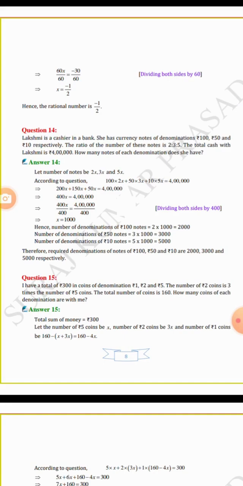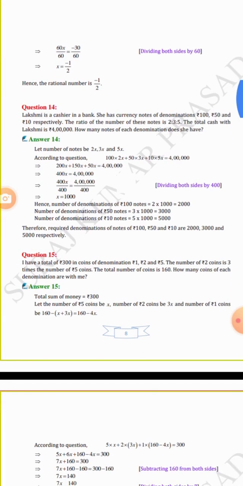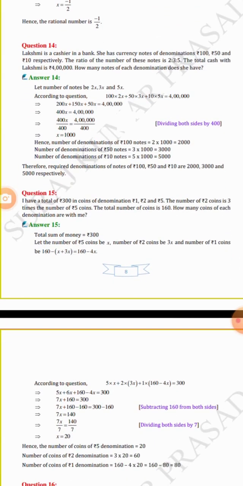Hence the number of rupees 100 notes is equal to 2 into 1000 is equal to 2000. Number of 50 rupees notes, we get 3 into 1000, 3000. Number of 10 rupees notes is equal to 5 into 1000, 5000. Therefore the required numbers of notes of 100, 50 and 10 are 2000, 3000 and 5000 respectively. Let's go for the next question.